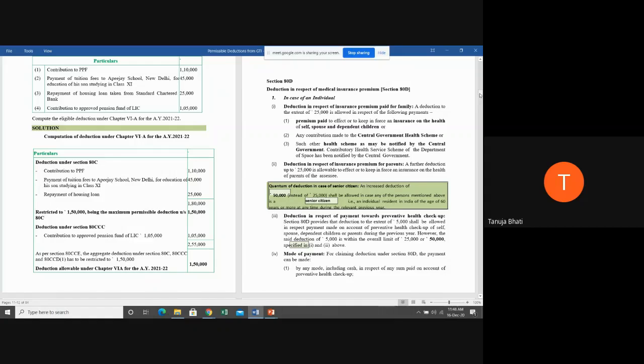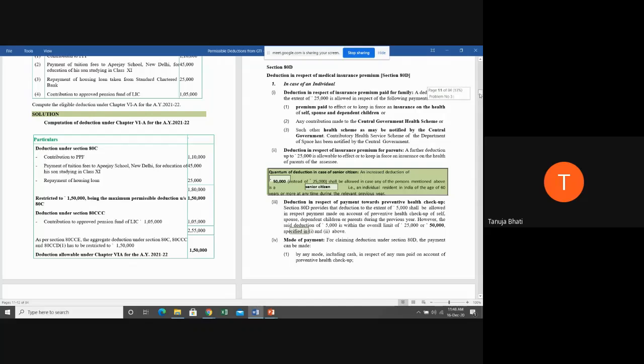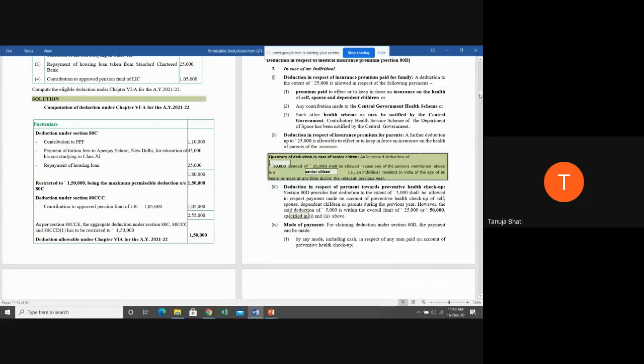Suppose he's paying for his parents, he's going to get a further deduction of 25,000. If his parents are senior citizens, or the individual himself is a senior citizen, he's going to get a deduction of 50,000 and not 25,000. If there is a preventive health checkup, it has a deduction of only 5,000. But that payment towards preventive health checkup can be made in cash.